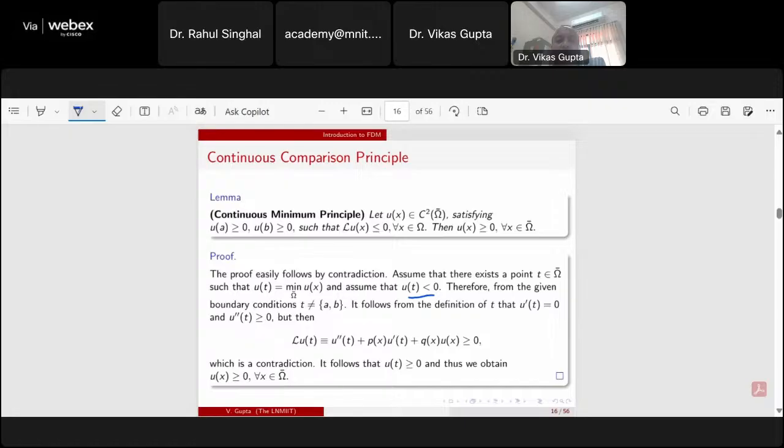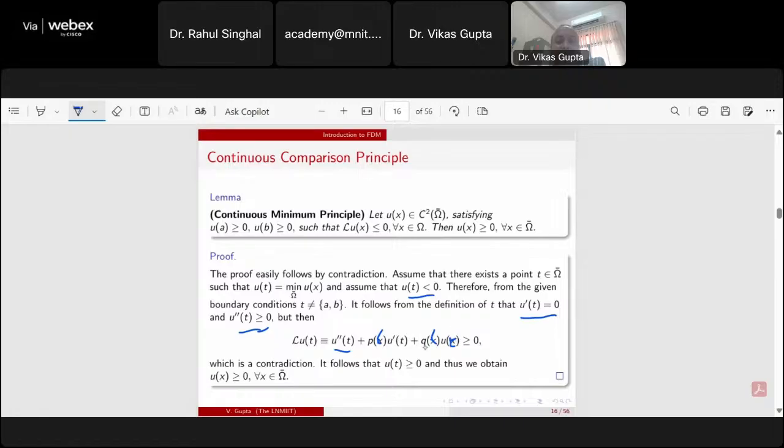At the point t, u'(t) is equal to 0, and u''(t) is greater than or equal to 0, by the first order and second order derivative test for the point of minima. So at the point t, u''(t) is a positive term because t is the point of minima. This is p(t), u'(t) is equal to 0. q(t), we have already taken, is less than 0, and u(t) we have also taken less than 0.